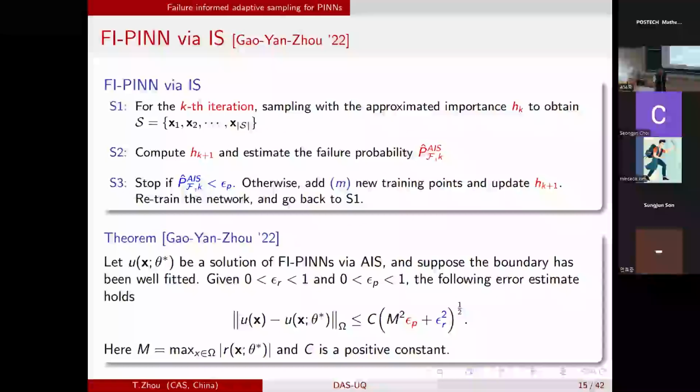So this is not a rigorous convergence analysis, just the error bound. It means the method is reasonable, and you have to balance the tolerance and the computational resource. Here M is with respect to the residual only. For certain problems you can derive a bound for M, but in general it may not be bounded. So this is not a clear convergence analysis.